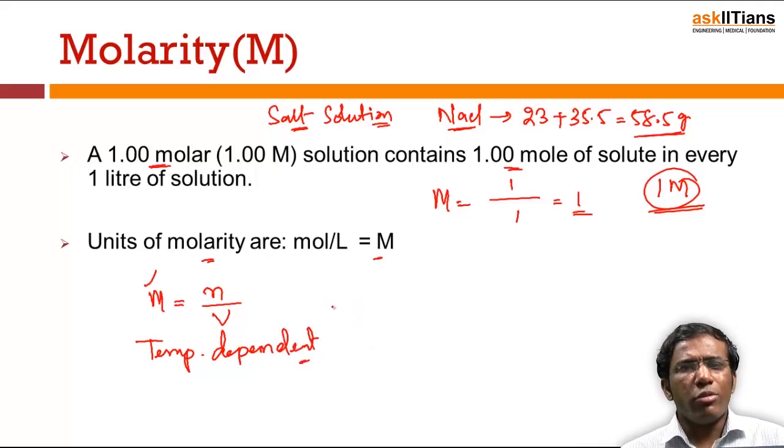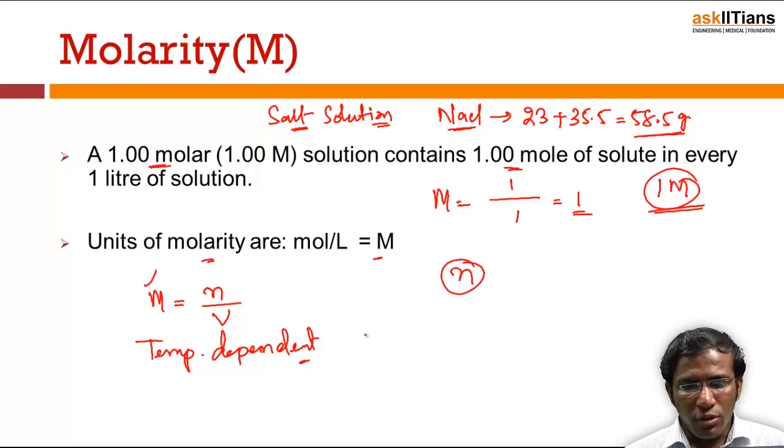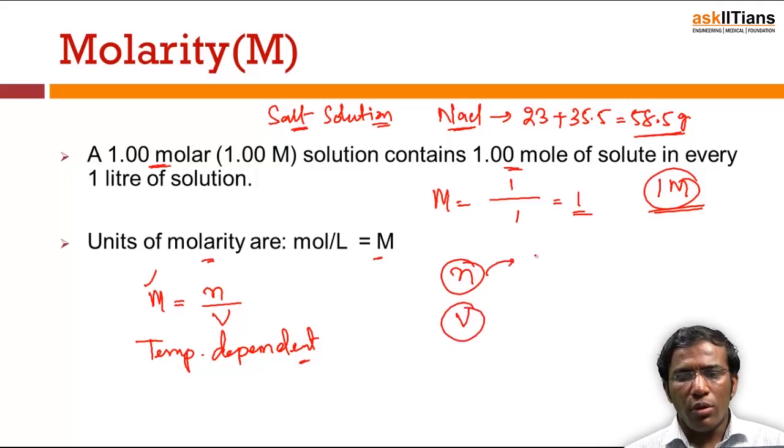So this is about molarity. What is molarity and how to find the molarity of a solution? To find molarity, you need to know only two things: the number of moles, and the volume of the solution. The number of moles you can easily calculate if you know the mass of the solute. So basically you need only two things: the mass of the solute added and the volume of the solution.